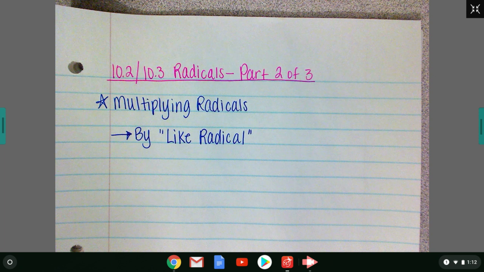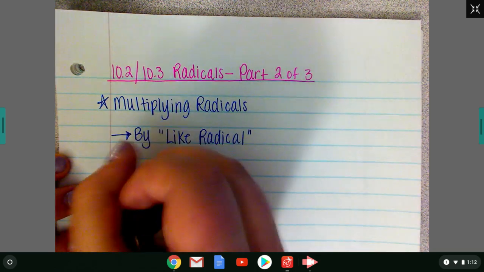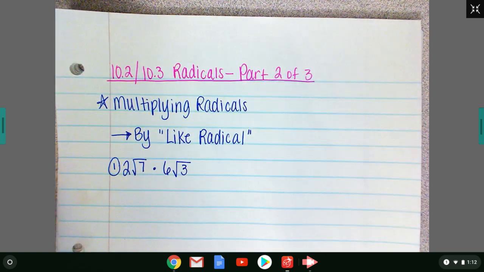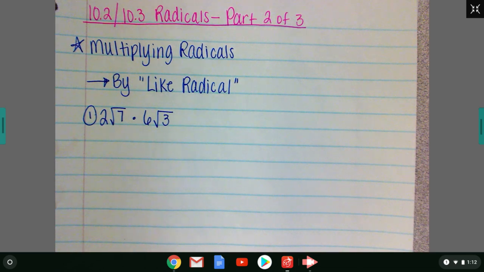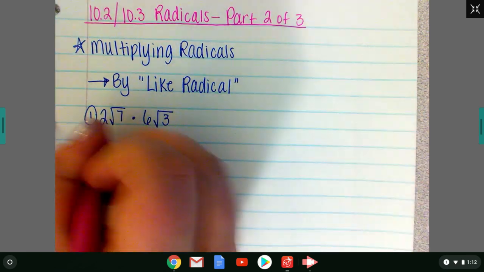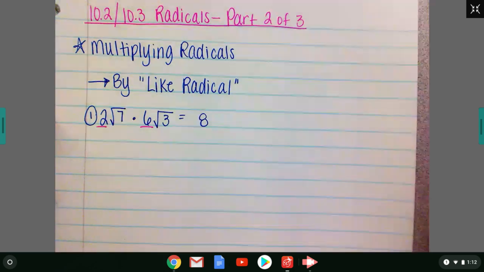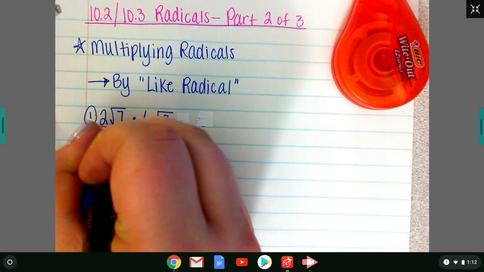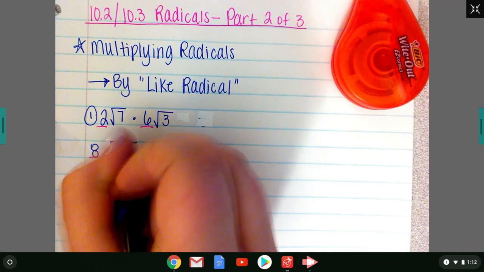The first kind is pretty straightforward. It's kind of like the add subtract ones where we just multiply the things that go together. So my first example will look like this: 2 root 7 times 6 root 3. Again, this looks kind of like the add subtract ones. With those, we tried to combine things that were common, and that's kind of what's going to happen here. So the 2 and the 6 are both on the outside, so those will become an 8. And the 7 and the 3 will go on the inside to make a 21.